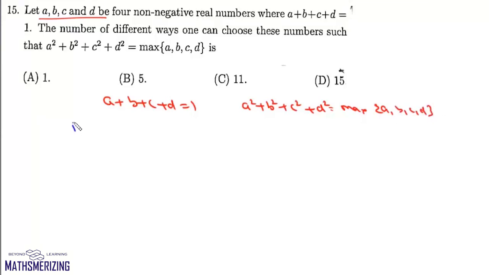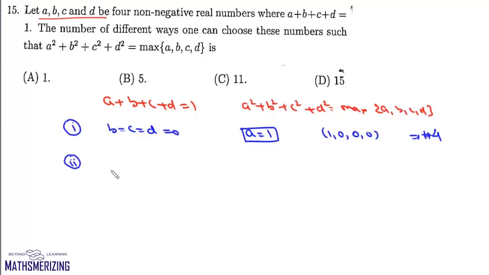Now we'll consider this first case when 3 of them are 0. B equals C equals D equals 0. Then in that case, the value of A is simply 1, and we have one solution which is 1, 0, 0, 0, and then it could be either B or C or D. So there will be 4 such cases.